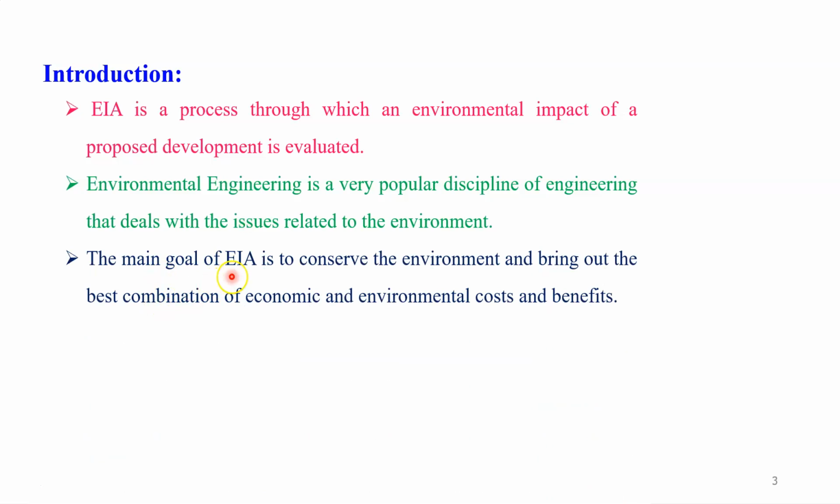The main goal of environment impact assessment is to conserve the environment and bring out the best combination of economic and environmental cost and benefit. So dear students, this is very important. You know that we want to carry out our various development projects, but simultaneously we also take care of the environment, because environmental balance is very important for the survival of human beings and also the ecosystem of the earth's surface. So it is very important that through this process we keep the balance between development and the environmental balance.